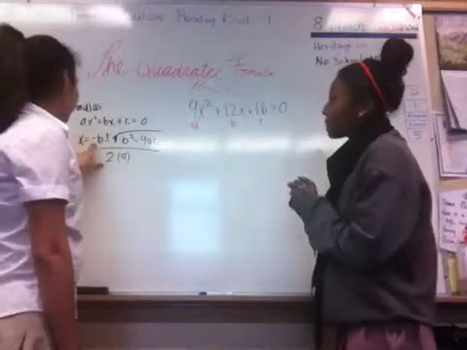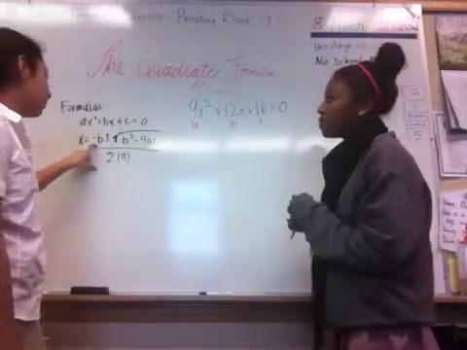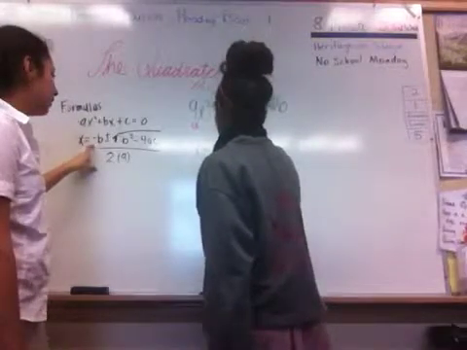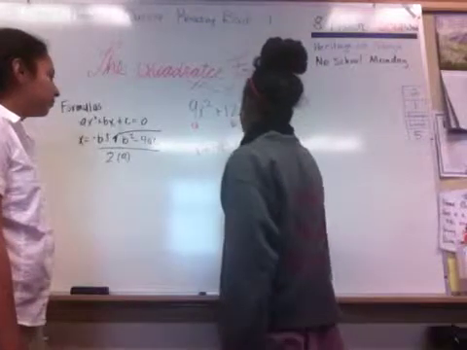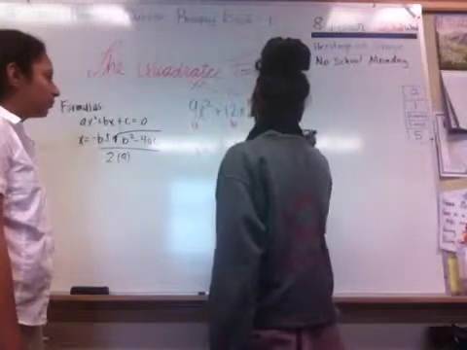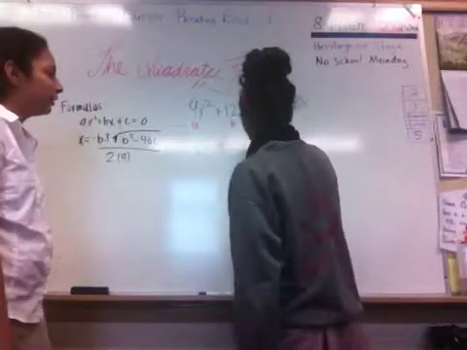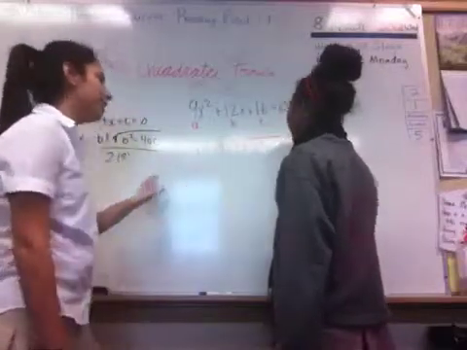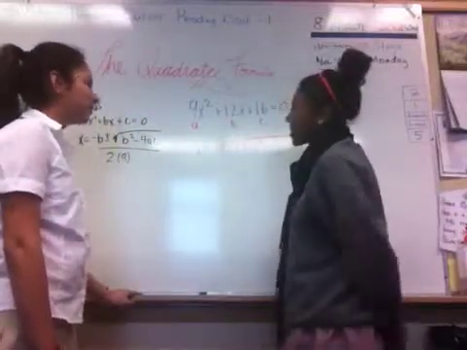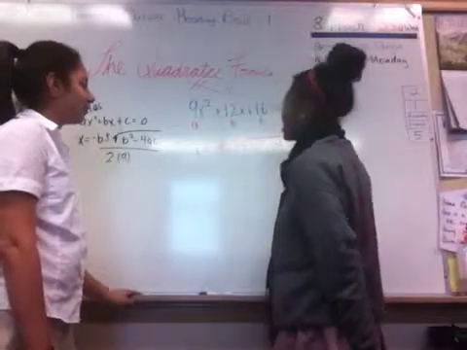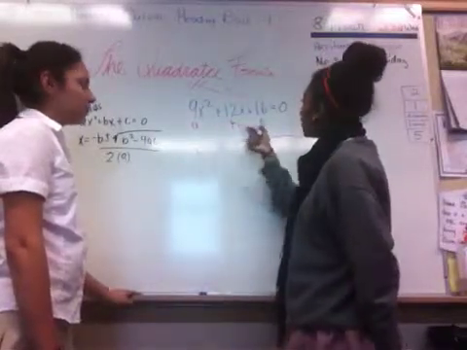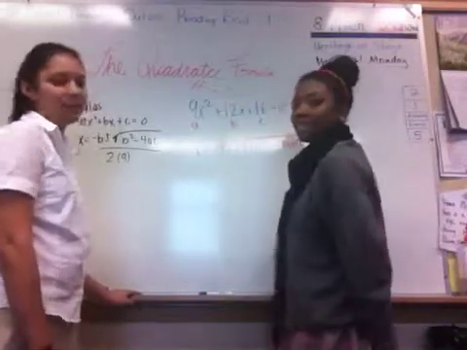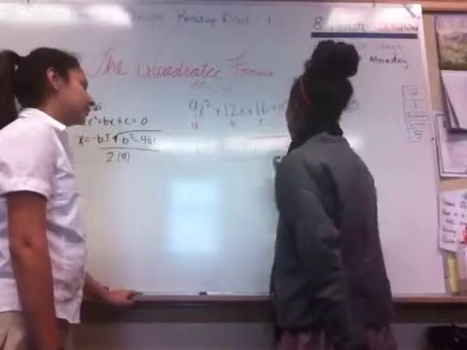So since in the quadratic formula it's a negative b, 12 is going to be negative b, plus or minus the square root of b, which is 12, squared. You have to make sure you never forget the squared, because if not, this equation will be all wrong. Minus 4ac, which is 4 times 9 times 16, divided by 2 times 9, which is 2a, right?